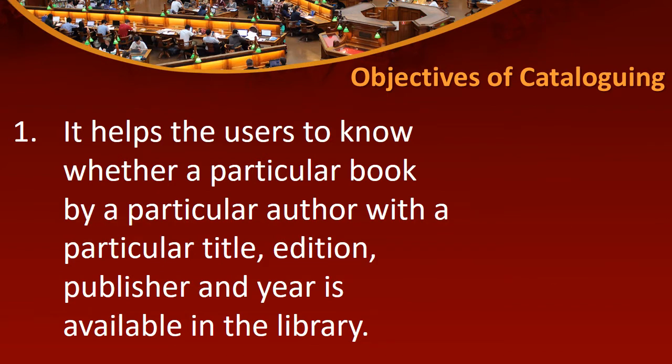What are the objectives of cataloging? It helps users to know if a particular book by the author, by the particular title, edition, publisher, and year is available in the library. That is, it helps the users to be able to know if a book which is published by Adelwigbe titled Cataloging in year 2022 is available in the library.